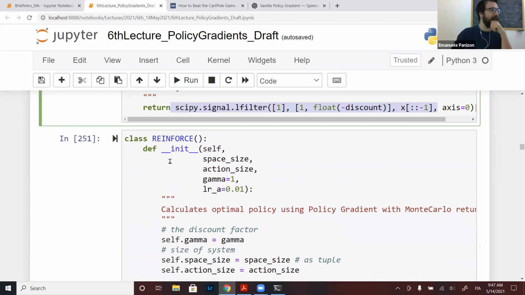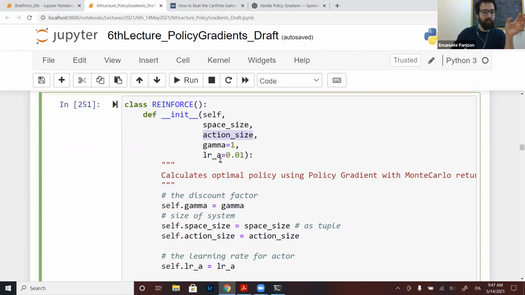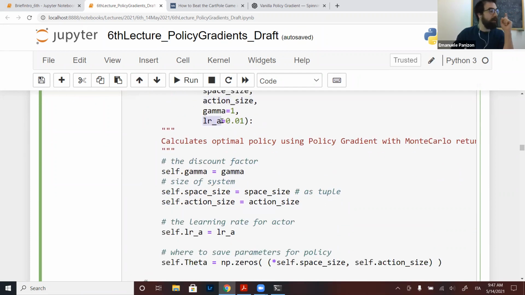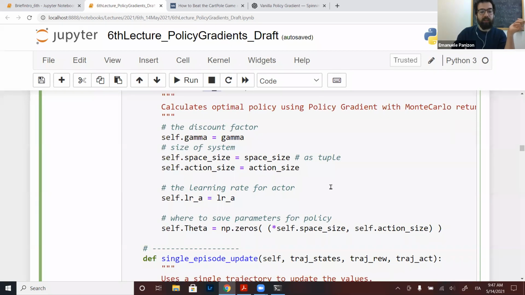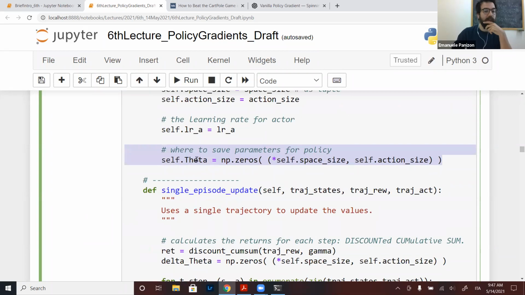So the class of REINFORCE, it's a very simple class. It's the same shape as always. We know that we need the space size and action size, a gamma, and the learning rate. Now the learning rate is not for V because it's not for value functions, but it's for the action, the actor. Okay. But the idea is very simple. I need to save parameters for the policy. So I need to have theta. And remember that I have a different theta for each state and for each action.